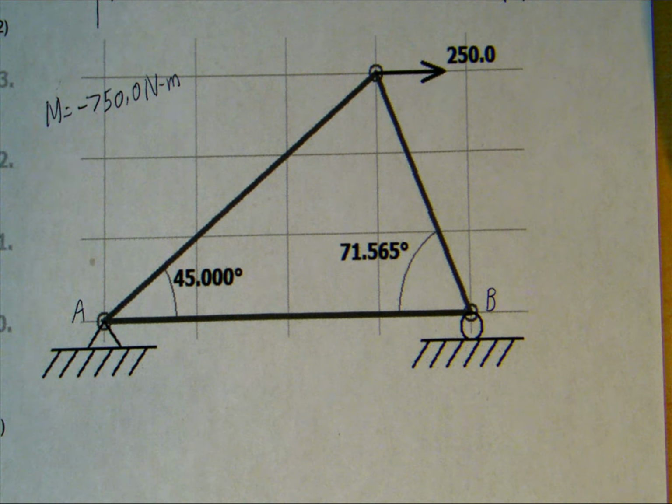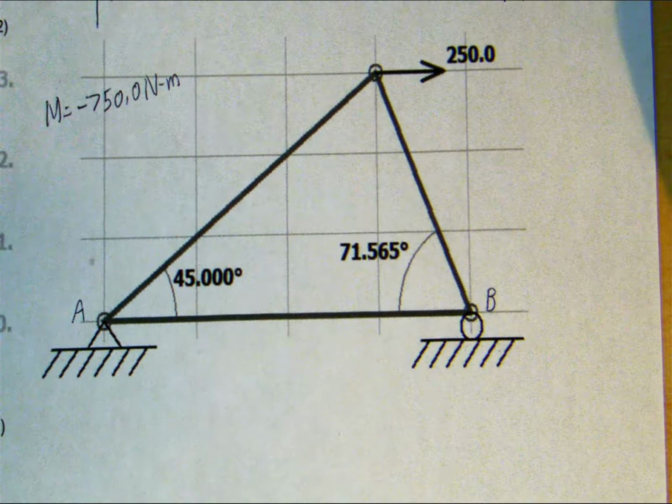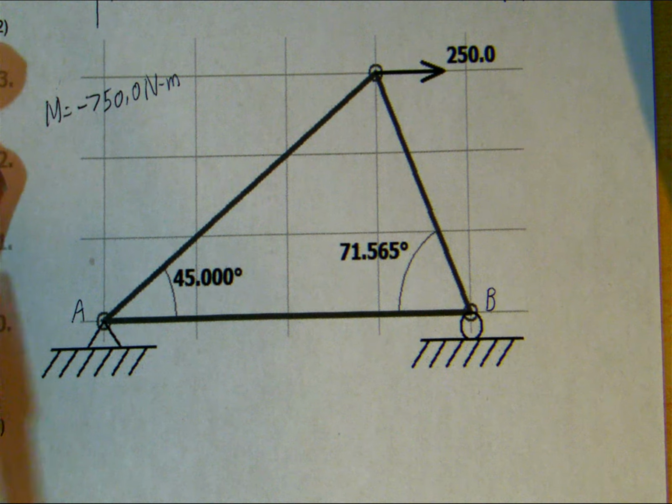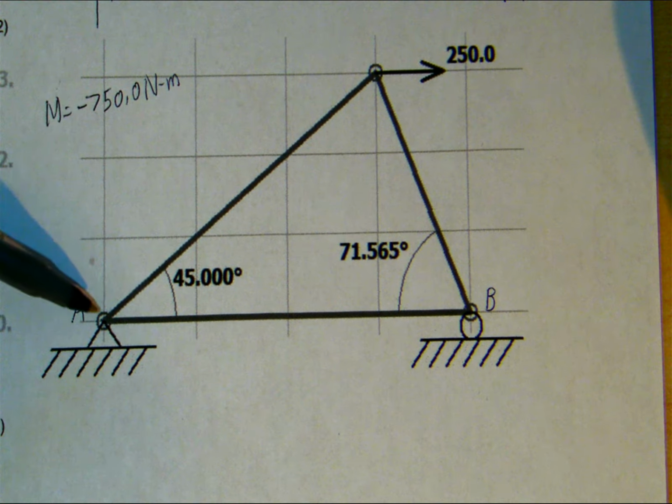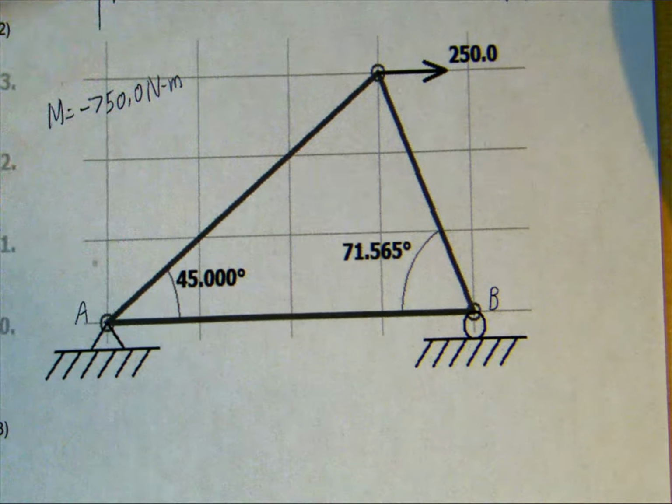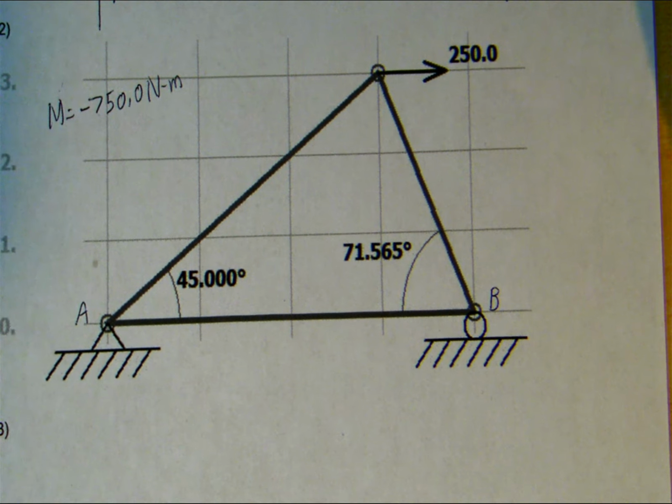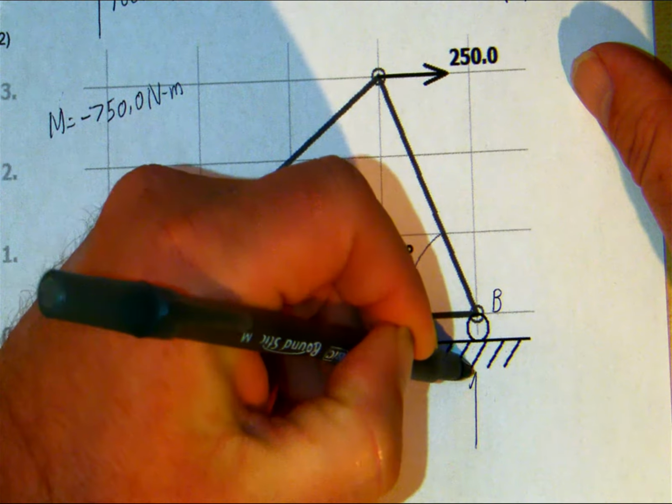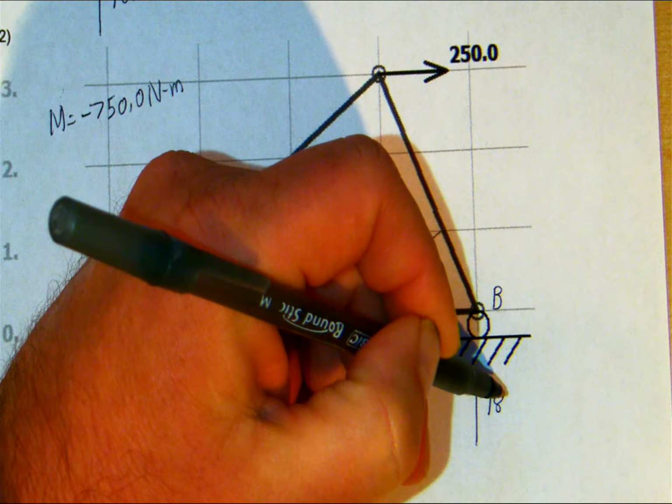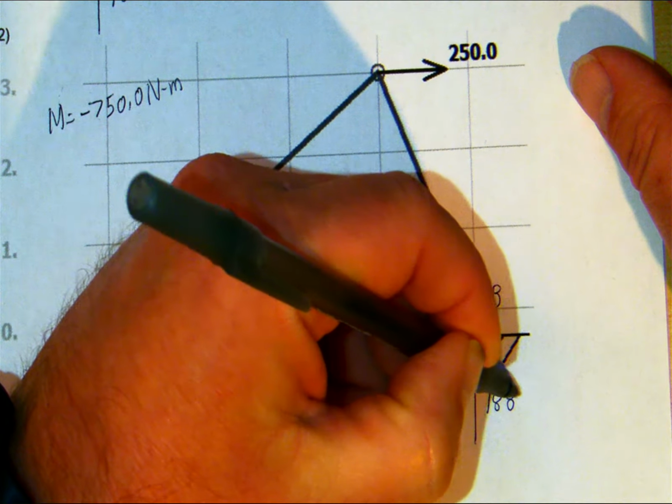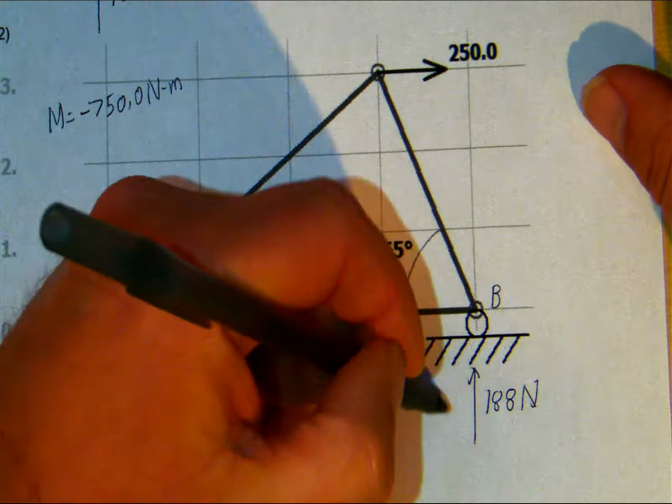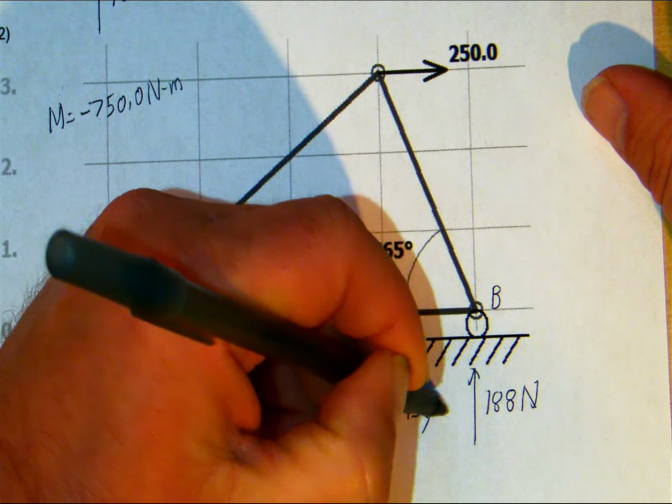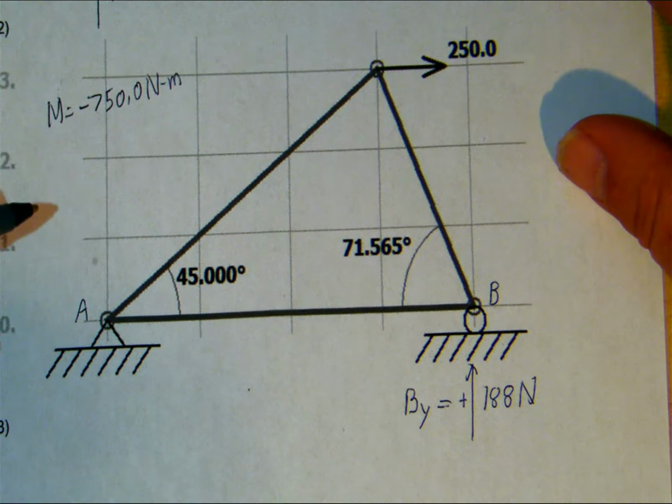The only way to cancel that is by an upward force acting through B, creating a positive moment. The distance from A to B is 1, 2, 3, 4 meters. So I have to take 750 Newton meters and divide that by 4 meters. And I have an upward force of 187.5. You can go ahead and call that 188 newtons. That is the reaction force through B in the y direction.